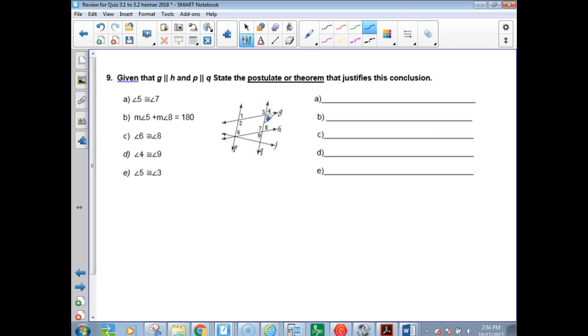I'm just going to go find angles 5 and 7, and then I'm going to highlight, because I can tell 5 and 7 have to do with lines G and H being parallel. The transversal that cuts them is line Q. So 5 and 7 are alternate on the interior of lines G and H. So we're going to say that if they're parallel lines, then alternate interior angles are congruent. That's the alternate interior angles theorem.